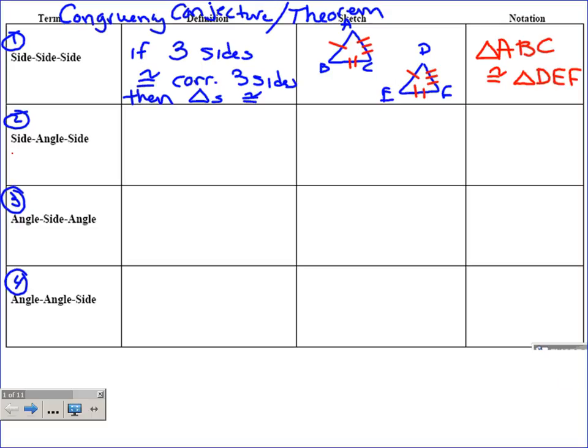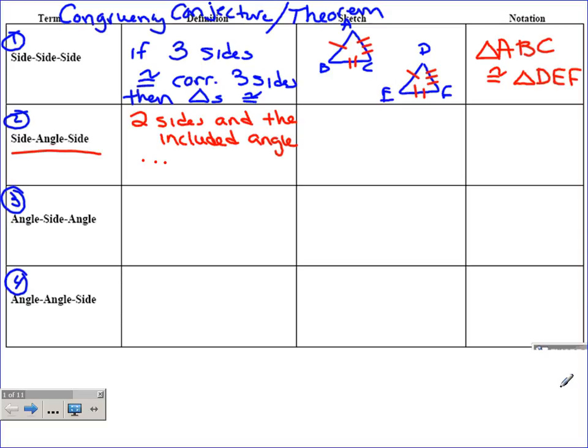Now look at this. Side, angle, side. This will be two sides and the included angle. And then I'm going to put dot, dot, dot. And here's what that dot, dot, dot means. I'm going to read this again. Two sides and the included angle. Two sides and the included angle. Dot, dot, dot.